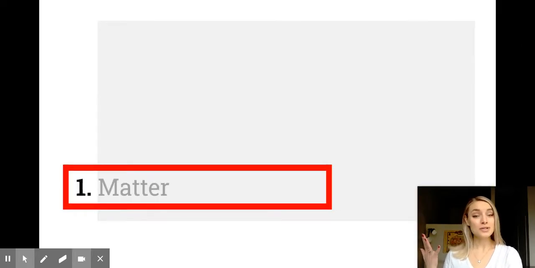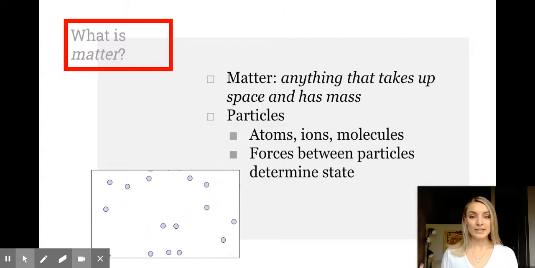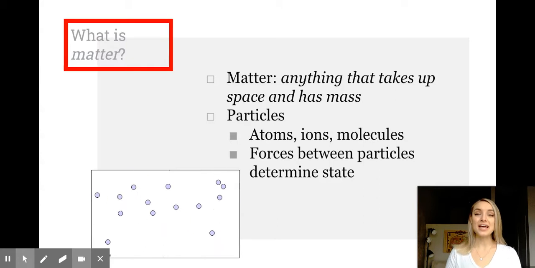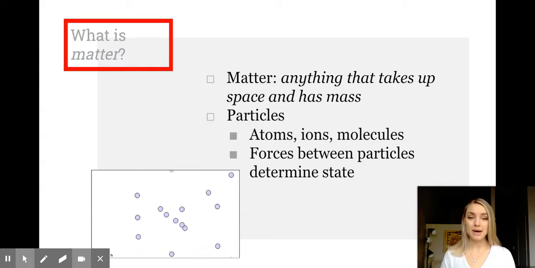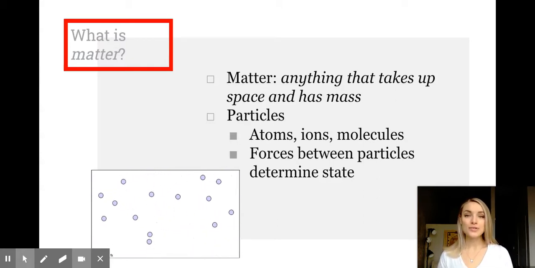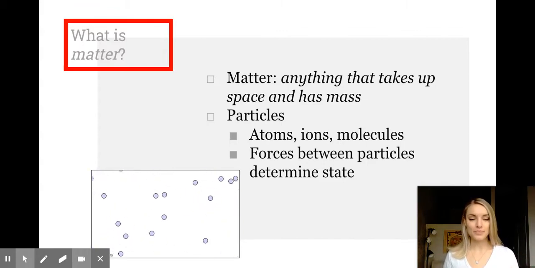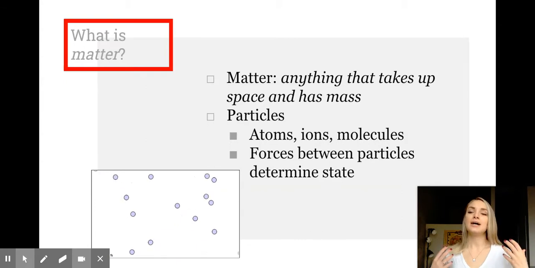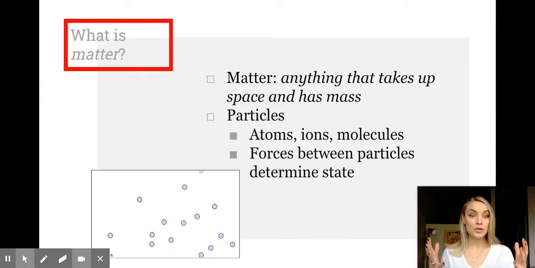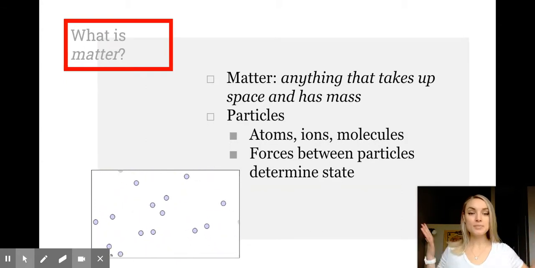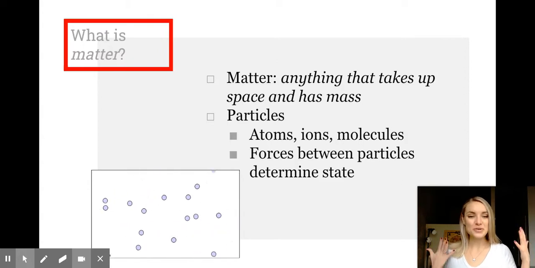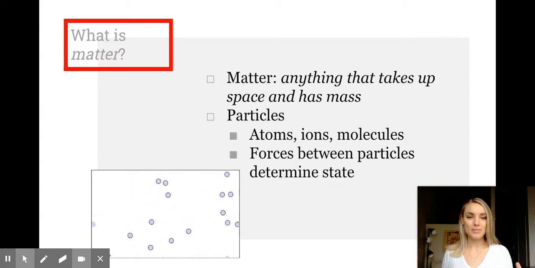So, first off, we need to know what matter is. What is matter? Anything that takes up space and has mass. Oftentimes, when we're first thinking about matter, we might think about, especially solids, a table, a chair. You take up space and you have mass. If you step on a scale or on a balance, you have mass.